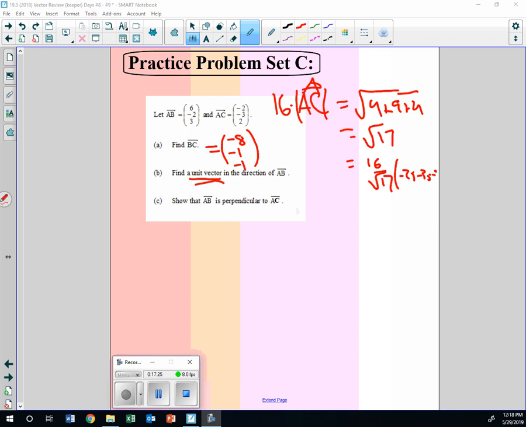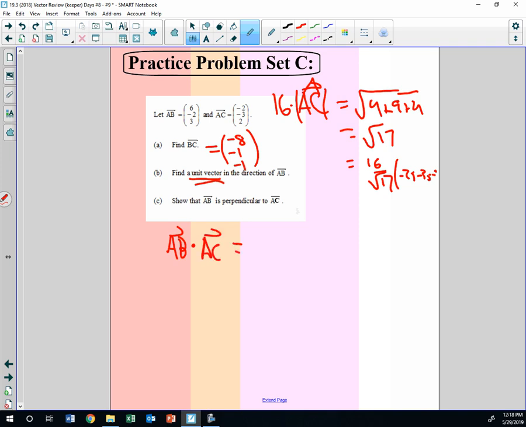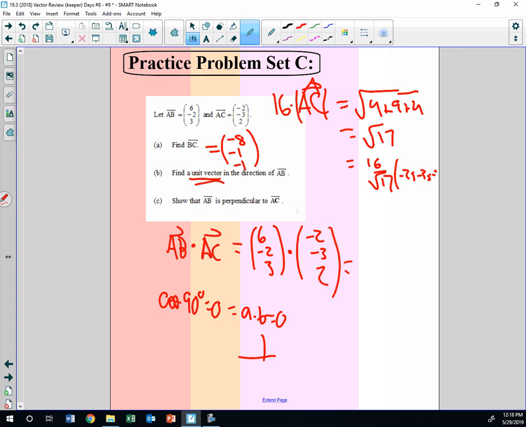We want to make sure you get this. Show that AB is perpendicular to AC. So AB perpendicular to AC, all you do is do the dot product. The cosine of the angle is the dot product. Well, if it's perpendicular, what's the cosine of 90? 0. So if the dot product A dot B equals 0, they're perpendicular. So 6, negative 2, 3, dot product, negative 2, negative 3, 2. Let's see what that is equal to. Negative 12 plus 6 equals what? 0. Therefore, perpendicular.